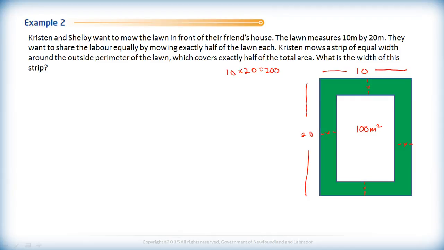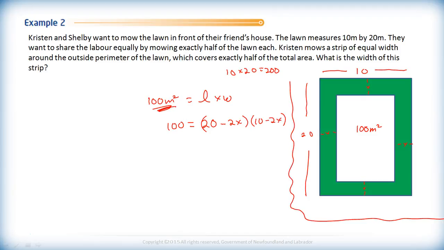So we're going to write an area equation for what's left over, and that's going to involve subtraction to shrink those sides. So our area of 100 square meters is the thing we've got to work with. We're going to say that that's equal to the length times the width. So we've got 100 equals, the length in this case was 20, but we shrunk it by 2 x's. And the width was 10, and we shrunk that by 2 x's, thusly. So that becomes our area equation that we need to solve for x.